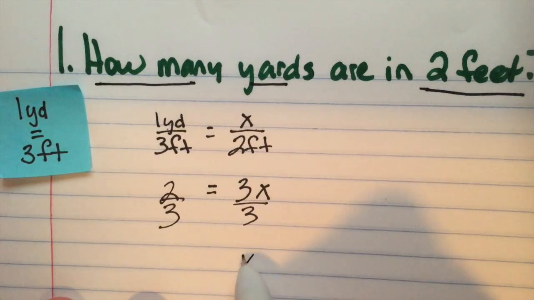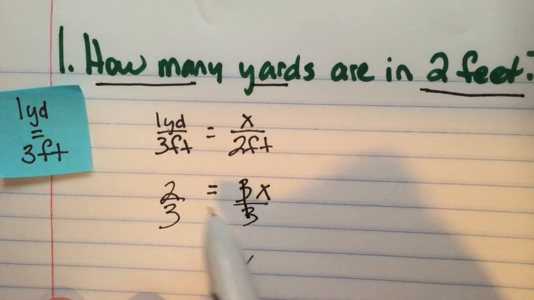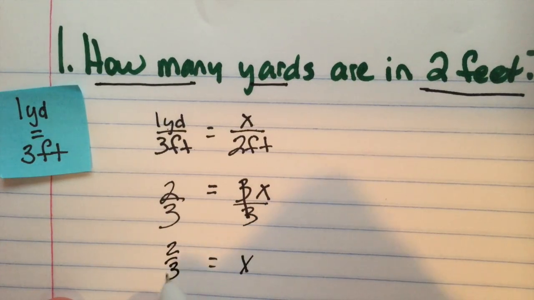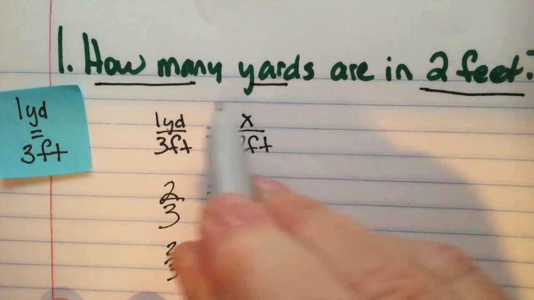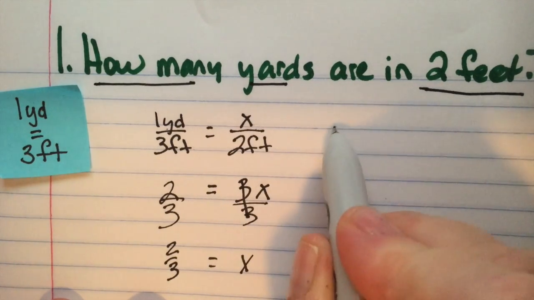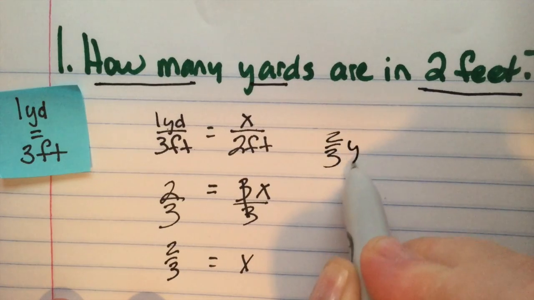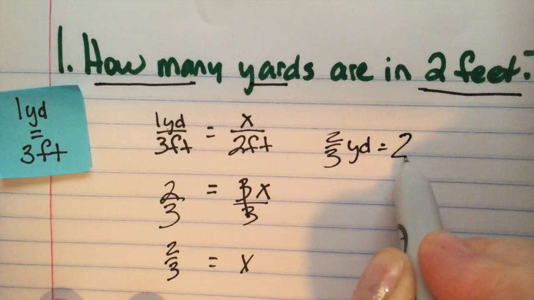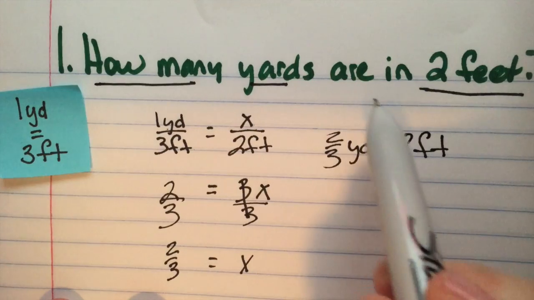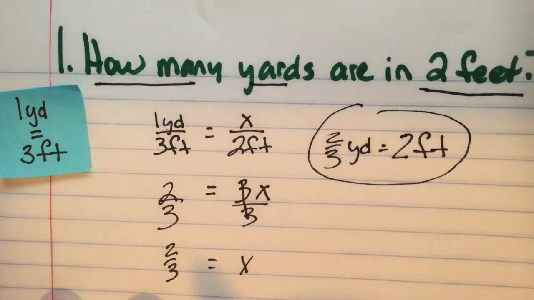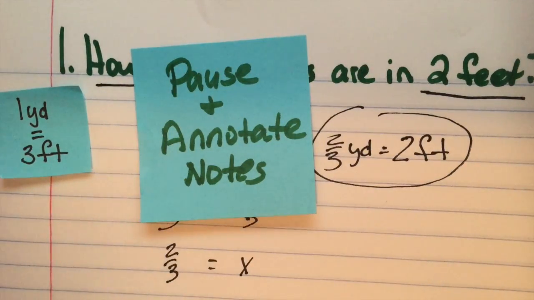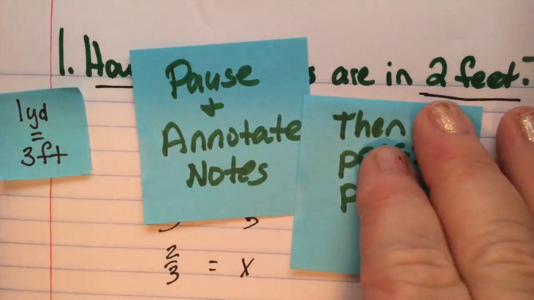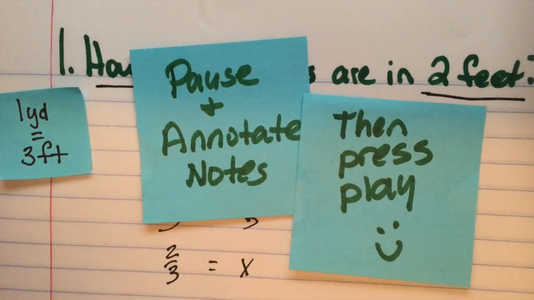Now that we have isolated X, we can cancel the 3's and our answer is 2/3. So how many yards are in 2 feet? 2/3 of a yard is equal to 2 feet. And that is my final answer. That's it for example 1. Please pause now and annotate your notes and then press play to begin example 2.